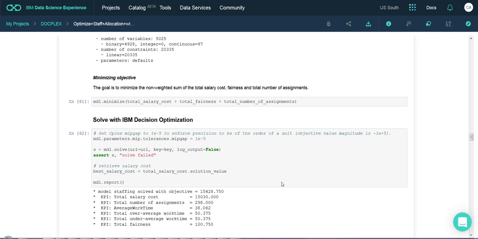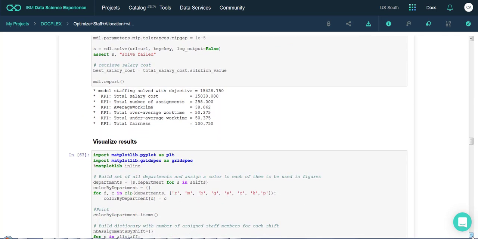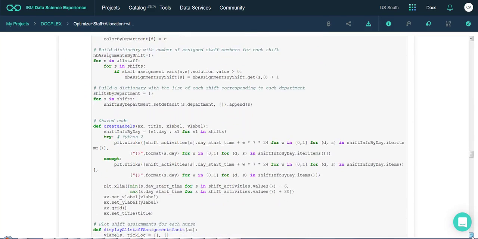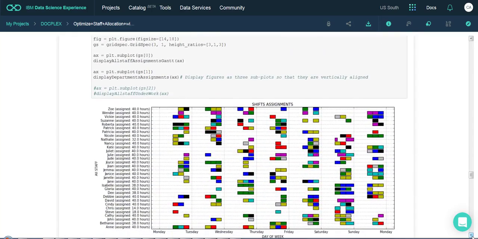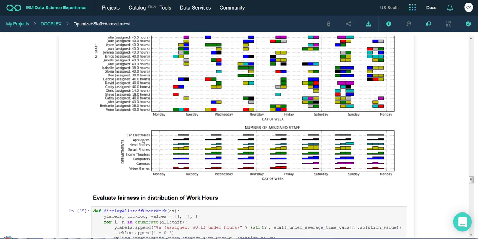Once the mathematical model is fully defined, we invoke the optimization engines to solve it. By visualizing the results, we can see for each staff member, the assigned hours, the assigned department for each shift, and also we can see that these working hours are centered around an average of 40 hours. Further, for each department, I can see the maximum number of staff members assigned, and this is based on the projected demand for those products.